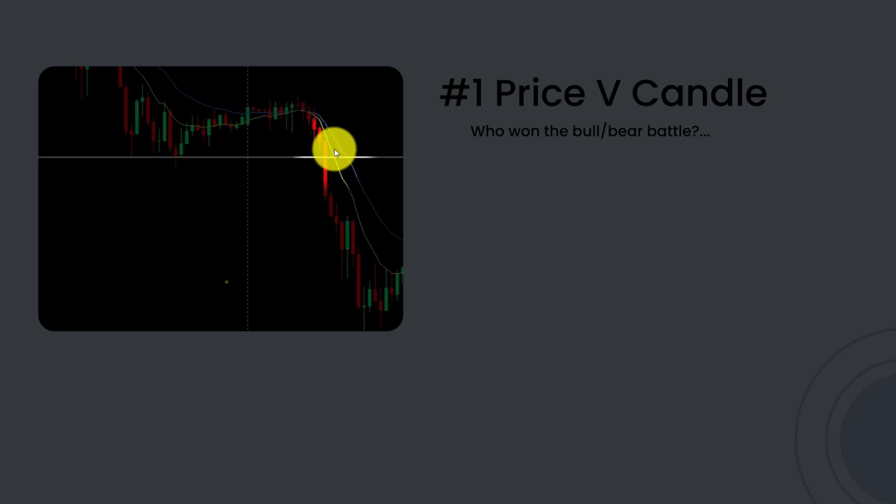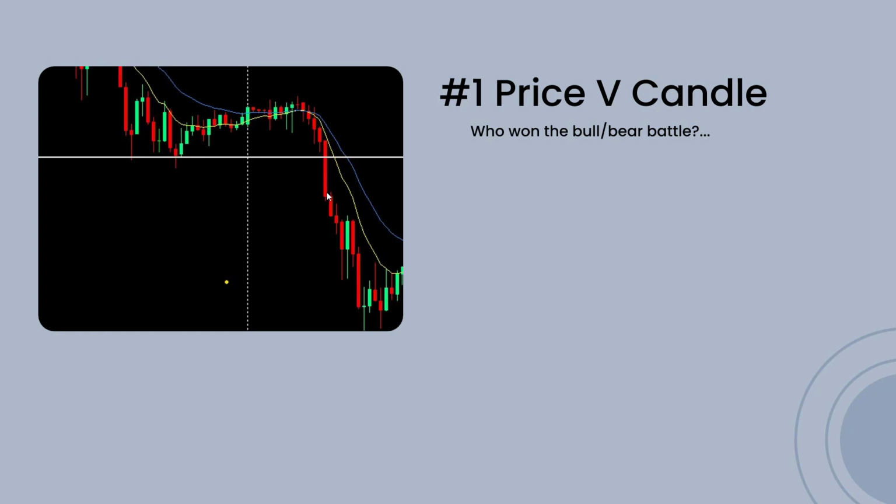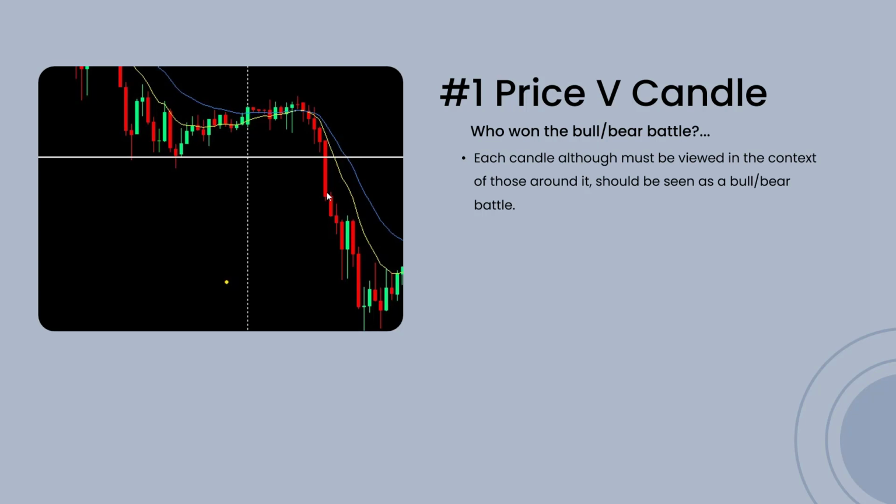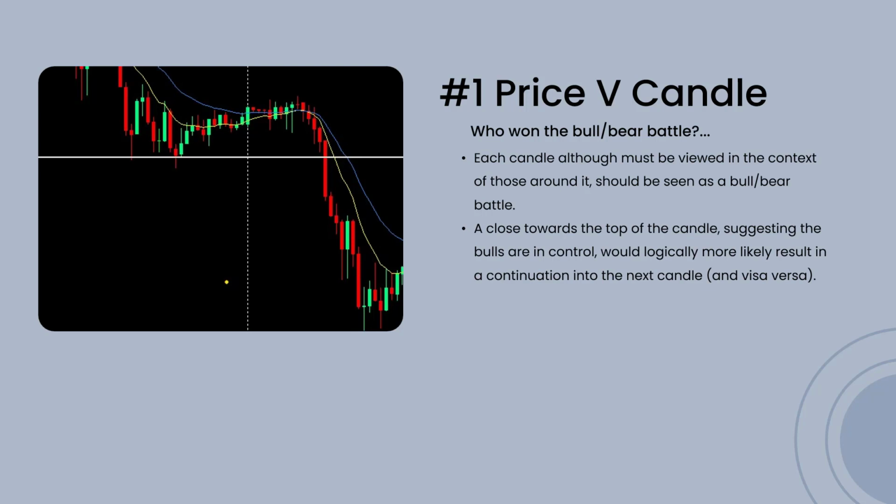So it's that combination of price move plus the candle plus the price closing towards the bottom of the candle if it's a short trade, or towards the top of the candle if it's a long trade. Now, obviously, each candle, although it must be viewed in the context of those around it, should be seen as a bull-bear battle. Close towards the top of the candle, if you're looking at a long trade, suggests the bulls are in control and would logically more likely result in a continuation into the next candle, and of course, vice versa, as you can see on that diagram.